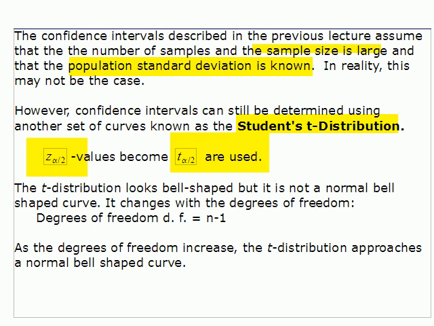Now this t-distribution looks bell-shaped, but it is not normal. It's sort of heavier in the tails. But it changes and becomes closer and closer to the bell-shaped curve as n increases. And the parameter that's used to describe that, related to the size of the sample, is called degrees of freedom. The degrees of freedom is the sample size minus 1.